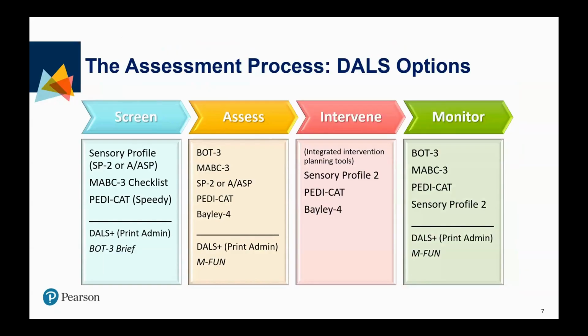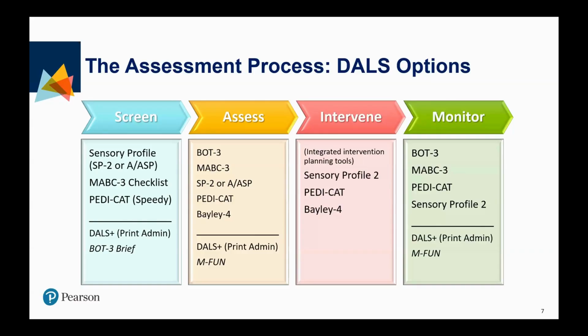So let's take a look at where these assessments fit into your routine. To give some additional context, this is a little snapshot of where these assessments align within the Screen, Assess, Intervene, and Monitor framework. The DALS offers many assessments that fit into the Screen component to help you identify students who may require further evaluation and support. The assessments that you see here, the Sensory Profile, MABC, and the SpeedyCAT, which is essentially a brief version of the PDCAT, those you can administer and score and report in Q Global. Some checklists and rating scales within Q Global have printable options as well, so you can certainly print off those forms for some of those.